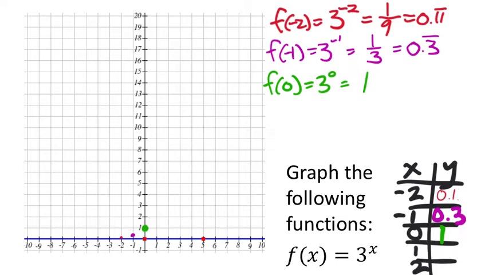Let's go to the next one. These are getting easier, you see, and there's a reason for that. It'll take some experience to really get used to it, though. But now I'm looking for f of 1. That's 3 to the power of 1, which is just 3. So I get the ordered pair 1, 3, which would be right here.